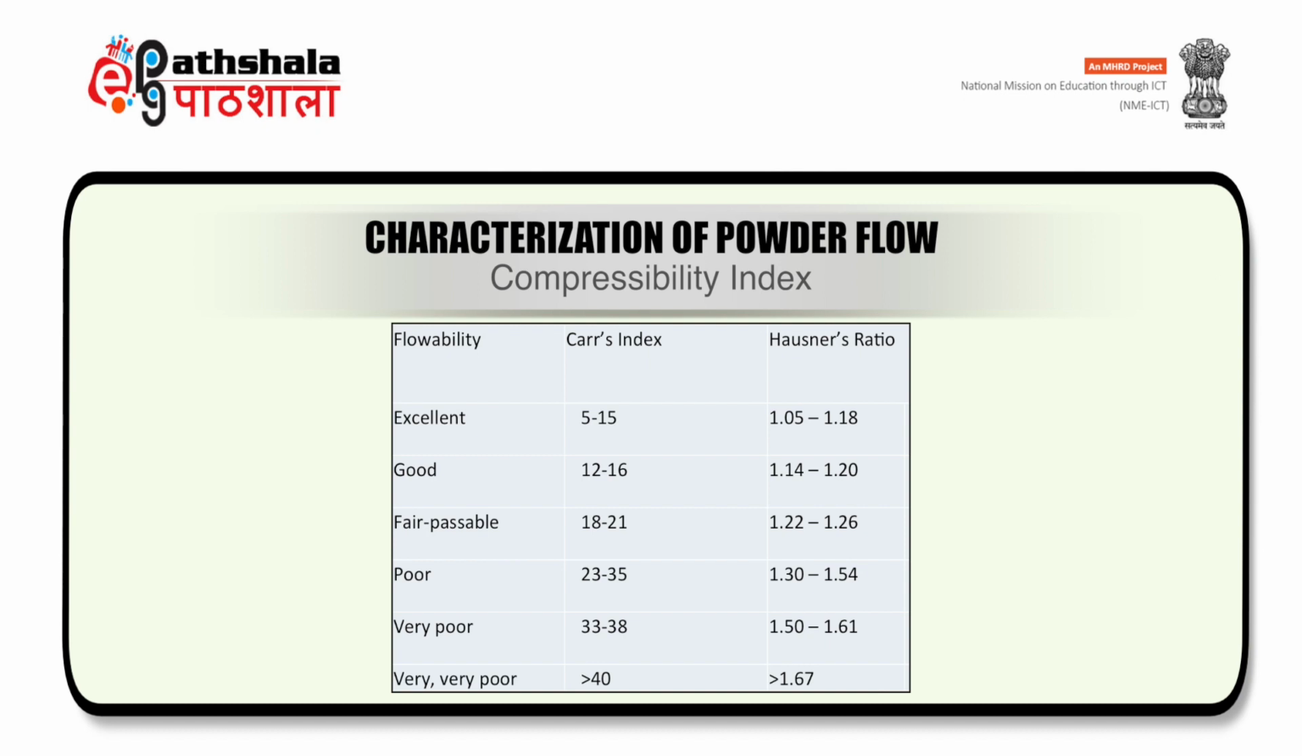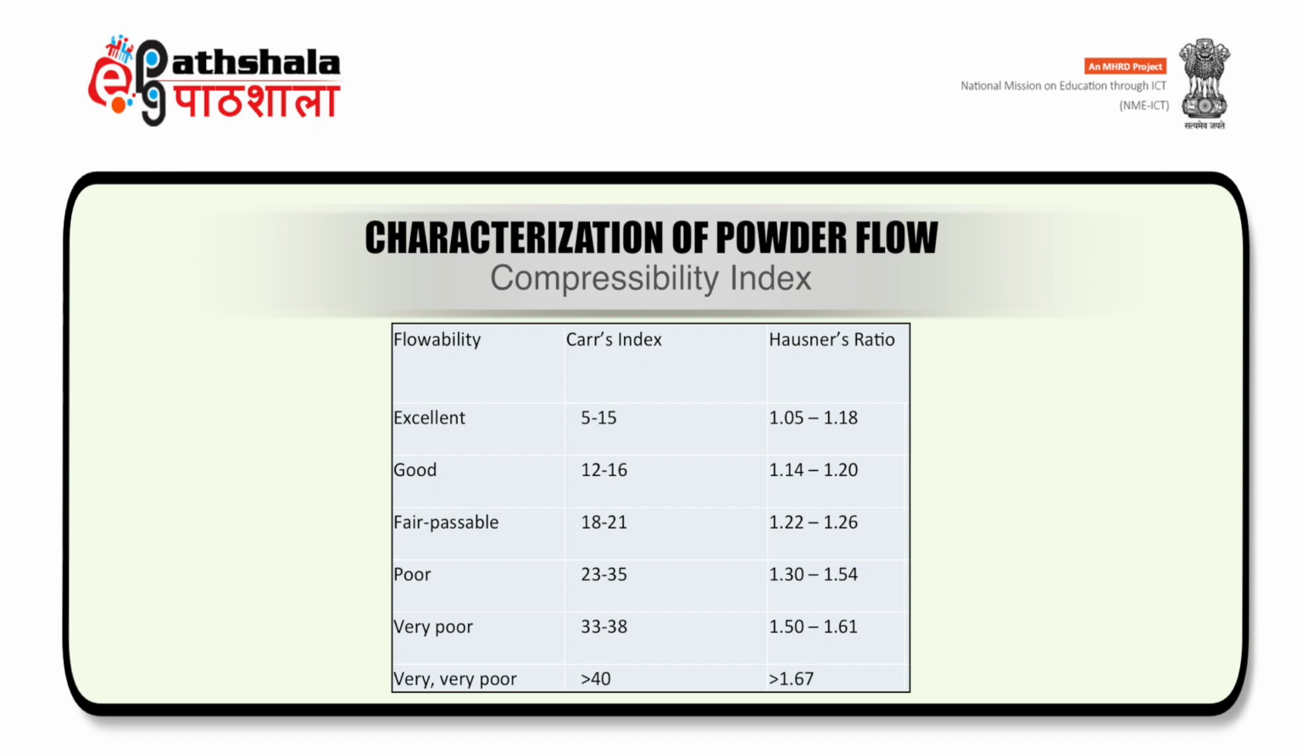Flow is considered to be fair or passable if Carr's index value is from 18 to 21 and Hausner's value is from 1.22 to 1.26. Flow is considered poor if Carr's value is from 23 to 35 and Hausner's ratio is from 1.30 to 1.54.